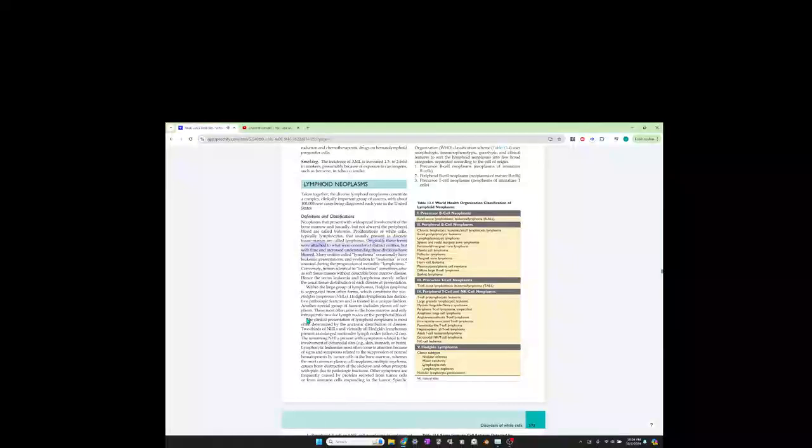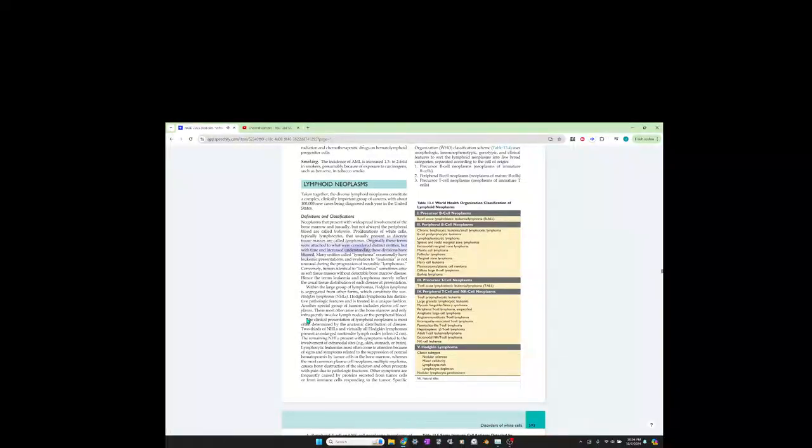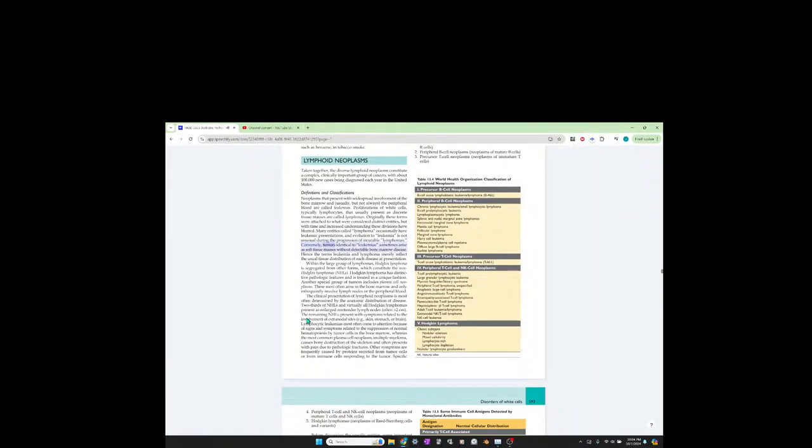Originally, these terms were attached to what were considered distinct entities, but with time and increased understanding, these divisions have blurred. Many entities called lymphoma occasionally have leukemic presentations, and evolution to leukemia is not unusual during the progression of incurable lymphomas. Conversely, tumors identical to leukemia sometimes arise as soft tissue masses without detectable bone marrow disease. Hence, the terms leukemia and lymphoma merely reflect the usual tissue distribution of each disease at presentation.